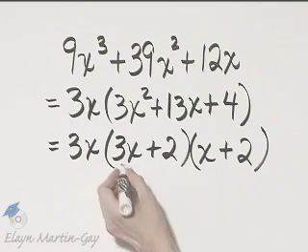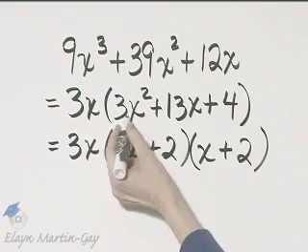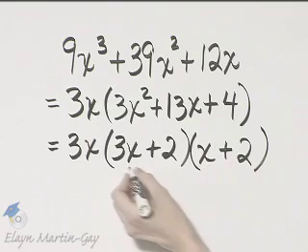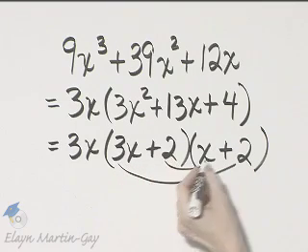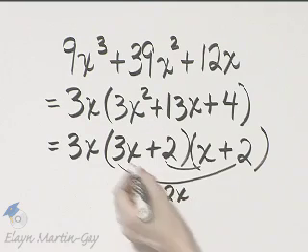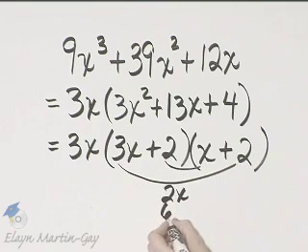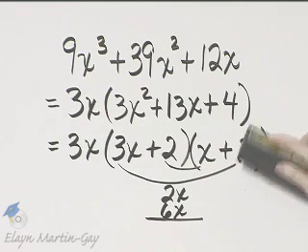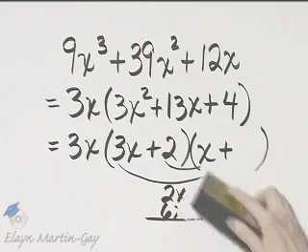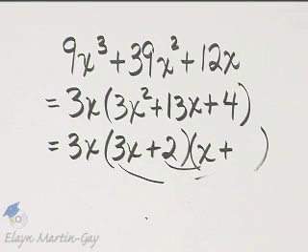So let's try this. Okay, we know first times first is 3x squared. We know last times last is 4. We concentrate on the outer and inner terms. So 2x would be the inner. 3x times 2, that's 6x, would be the outer. That gives me a sum of 8x, not 13x that I want. So it's not 2 and 2.